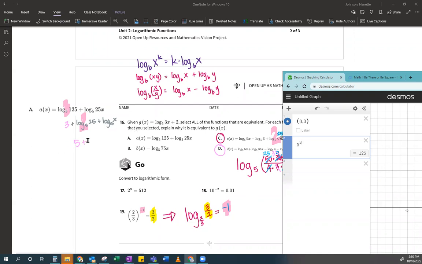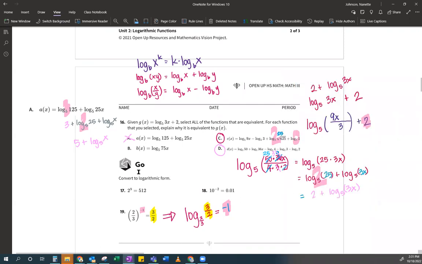Now, first of all, that 5 is not 2, so that's not good. And then here, I'm taking the log base 5 of 3x, and here it's just x. So yeah, this is a no. You two are not equivalent.